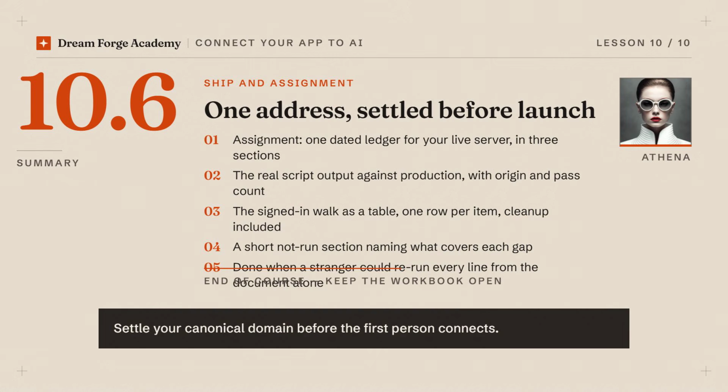Settle your canonical domain before the first person connects. Tokens are minted for exactly one host, so an assistant pointed at a platform alias will discover, register, show consent, sign in, and then fail on its first tool call. It fails late, and it looks like a broken assistant rather than a choice you made.